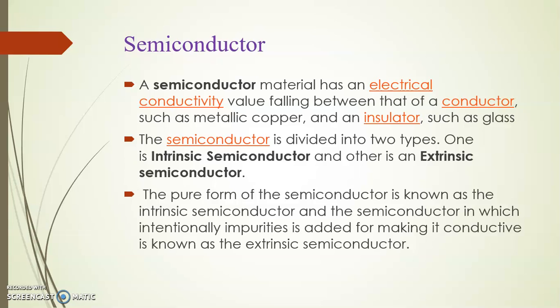Then the semiconductors are classified into two types. First is the intrinsic semiconductor and the other is the extrinsic semiconductor. Now what is meant by intrinsic and extrinsic semiconductor? The pure form of the semiconductor is known as the intrinsic semiconductor, and the semiconductor in which impurities are intentionally added for making it conductive is known as the extrinsic semiconductor.